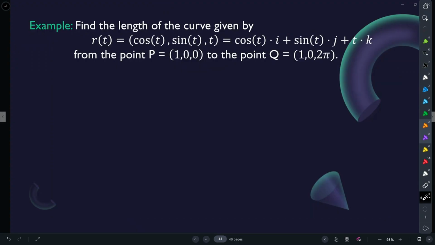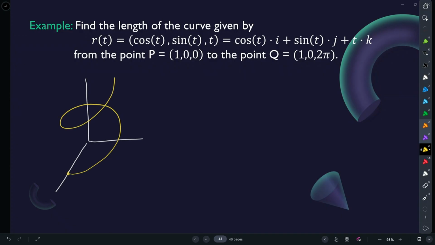So let's see an example. In the previous lecture, we saw this example a bunch of times, where I had this curve that starts here, and then it spirals up in the z direction. And they're asking me to figure out what is the length of essentially a full rotation.